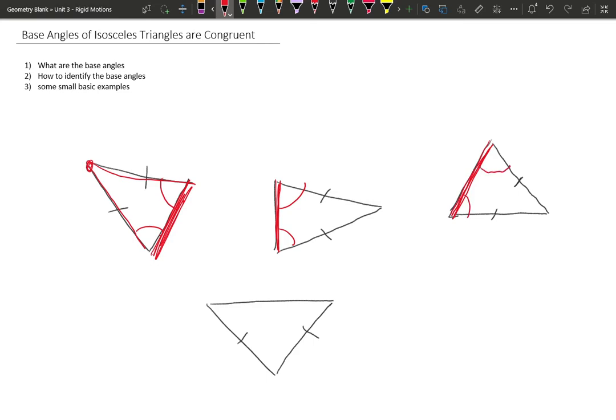And now I'm not even going to ask you about the base. Just tell me which angles are congruent. And well, you have to identify in your mind that this side is the base. So now these two angles are the congruent angles.